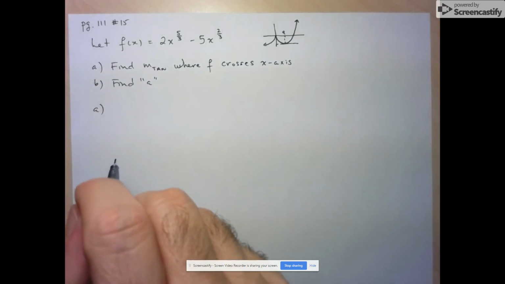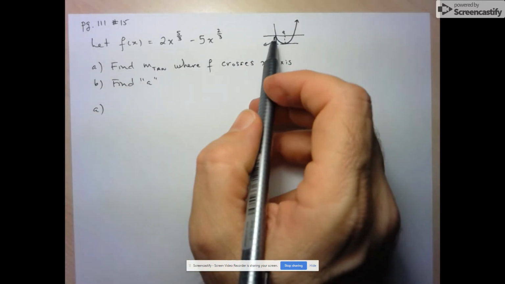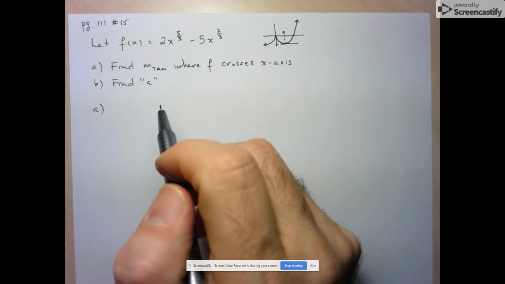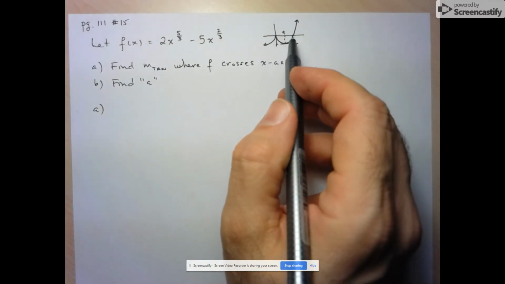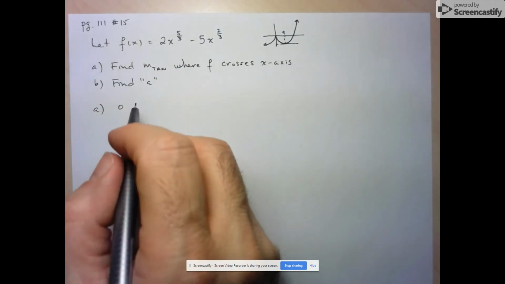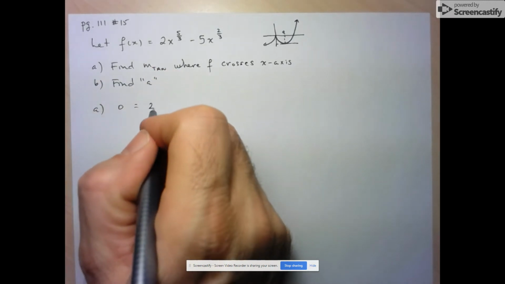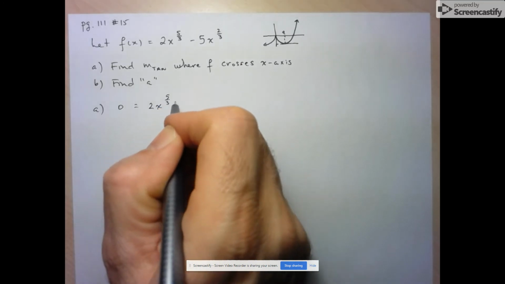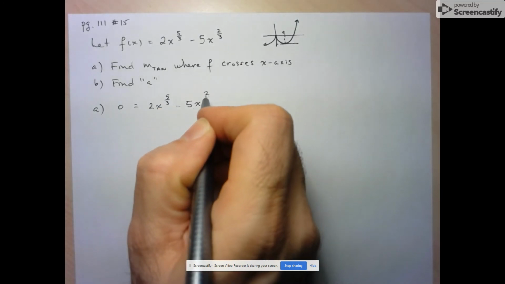So we're going to find the x-intercepts. Presumably one should be 0, and then whatever the other x-intercept is will be the one we're looking for. So let's let y equal 0. So here we've got 2x to the 5/3 minus 5x to the 2/3.